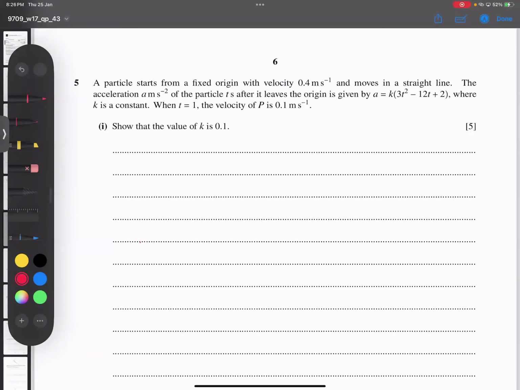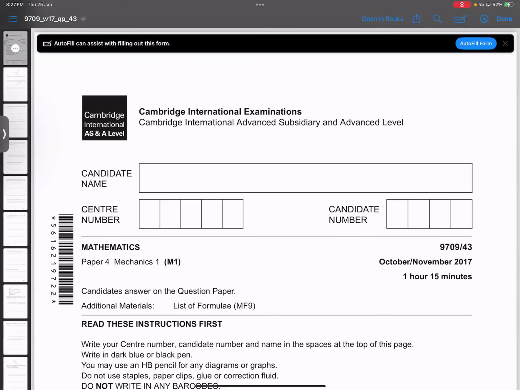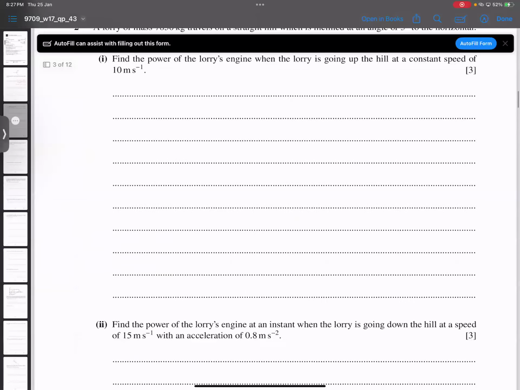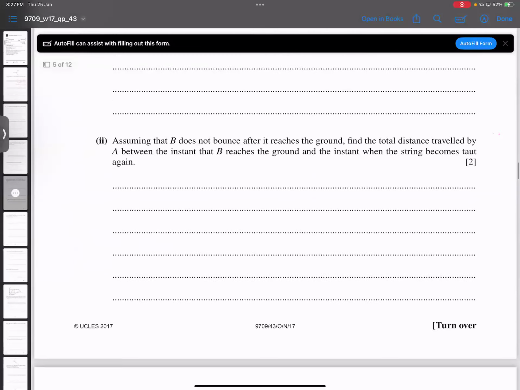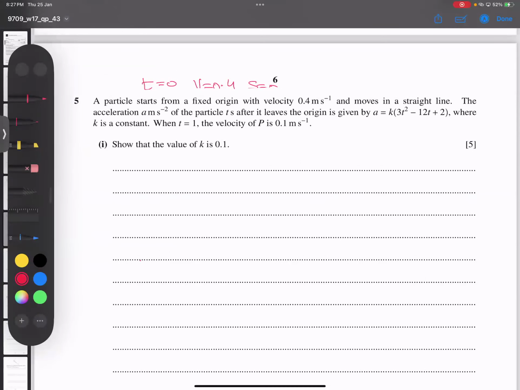This is a question, October 1743 variant, that we have been given here. A particle starts from the origin, and at that particular time the velocity given is 0.4, and s is 0. The reason is because it starts from the origin.